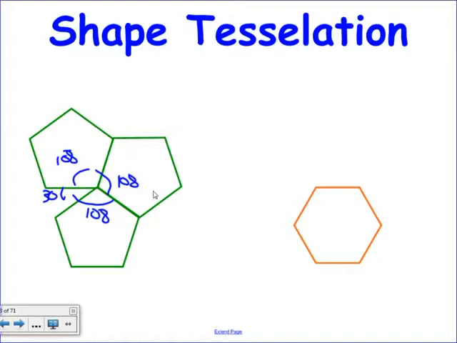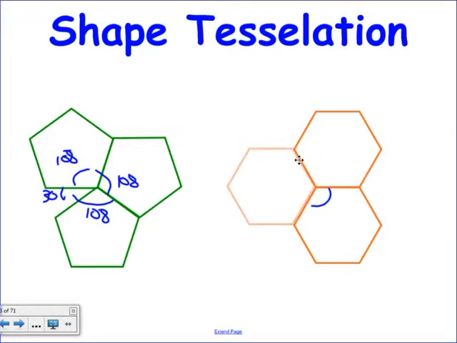So let's look at another shape then. What shape is it? Hexagon. What's the interior angle of a hexagon that we've done? 120. So what are 3 times 120? 360. So a hexagon tessellates very nicely, thank you.